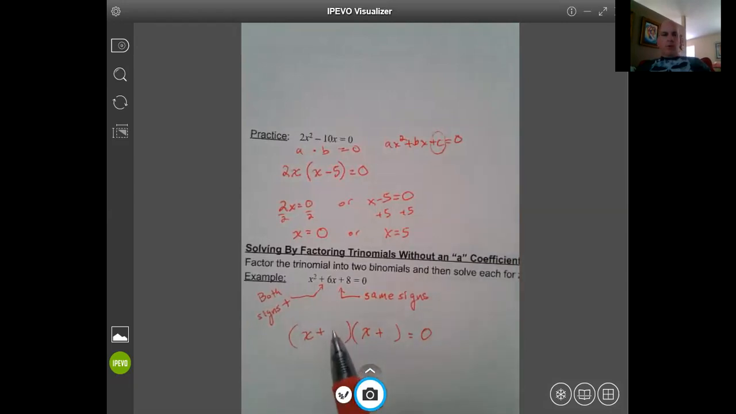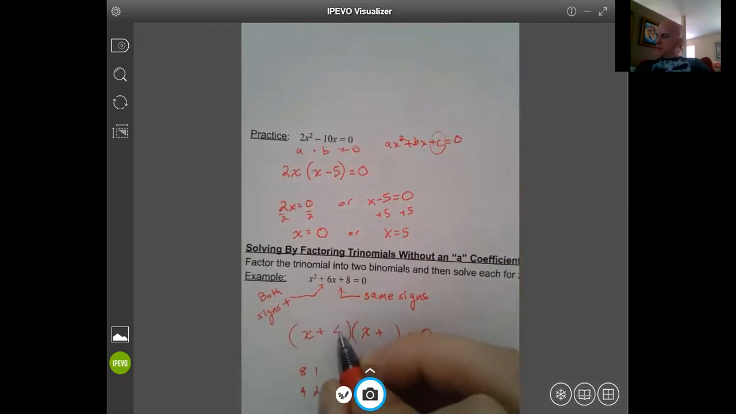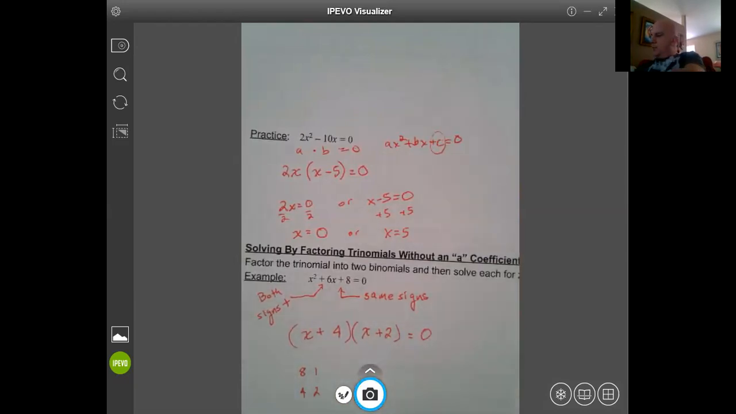What I'm looking for are the factors of 8 that will add together, because this second sign not only tells me whether the signs are the same or opposite, but also what operation I'm doing to get to that number. So I'm looking for the factors of 8, either 8 and 1 or 4 and 2, to give me that middle term. Obviously 4 and 2 is the one that adds to give me 6. So I'm going to have those two factors, and from there we would set that up and do that.